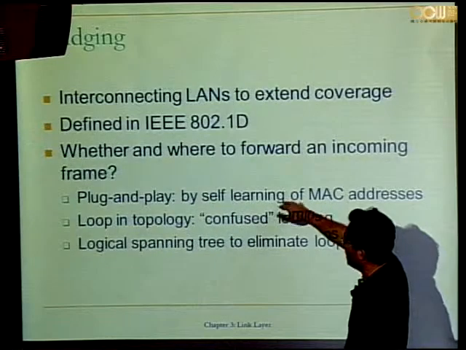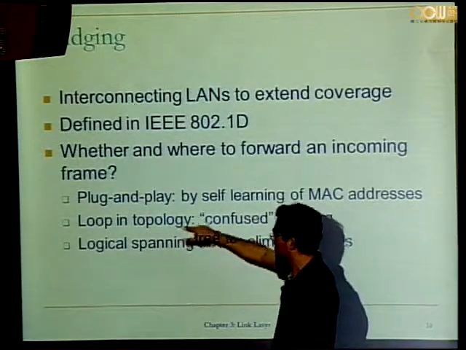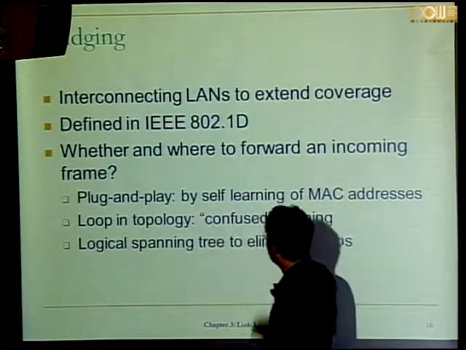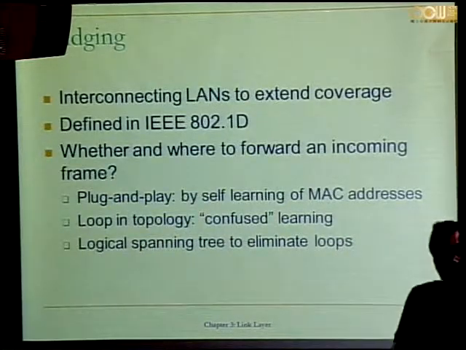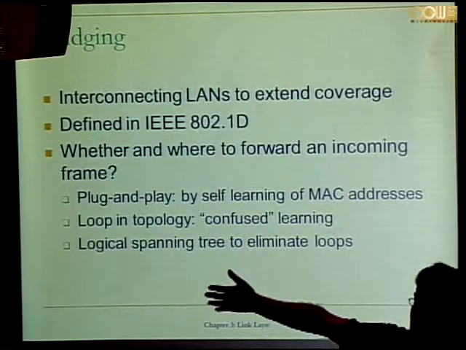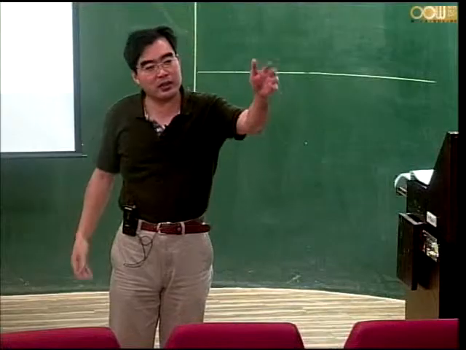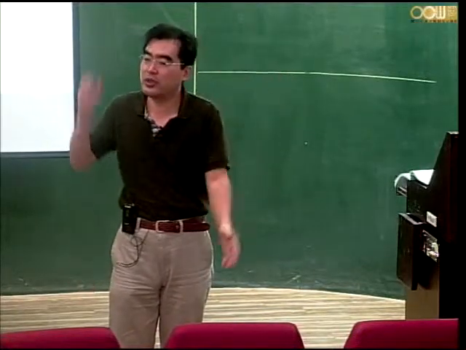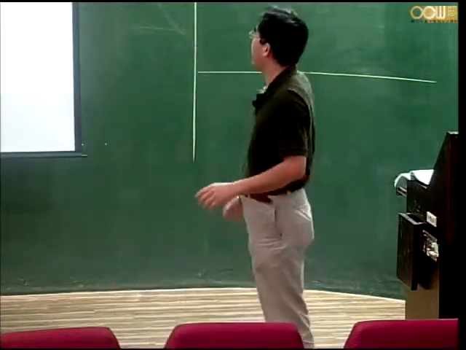However, when you do self-learning, there's a possibility that there's a loop in the topology. If there's a loop in the topology, then you would have confusion in the self-learning. Sometimes I saw this guy come from this port, but sometimes I saw it come from that port. So I'm confused whether this interface card, the MAC address, belongs to this port or that port. I might get confused if there's a loop in the topology.